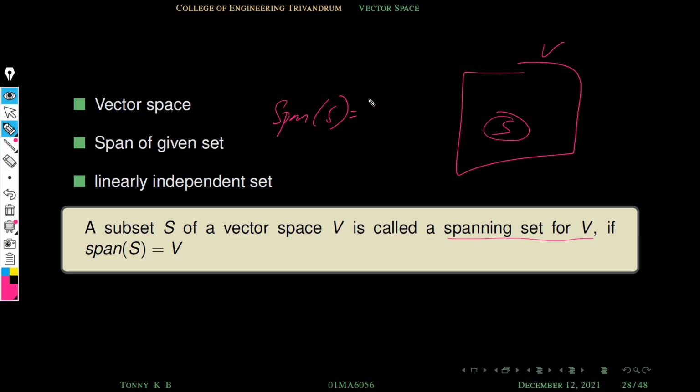If this span is exactly equal to the full space V, then we can say that S is a spanning set for V. And we know that in general, the span of S is a subset of V, and span of S is always a vector space. If the span of S is equal to the full space V, then we can say that S is a spanning set.